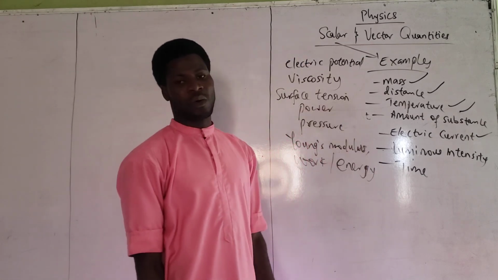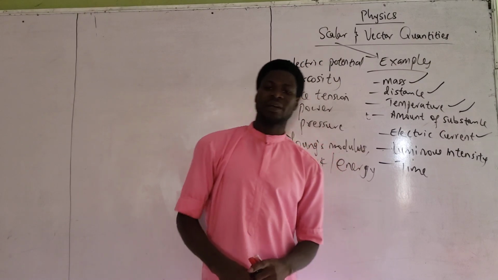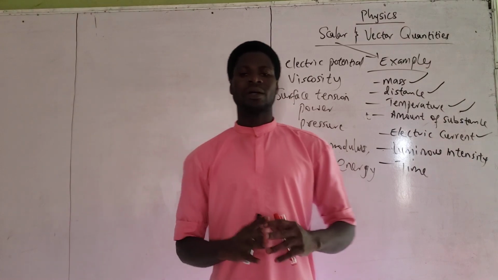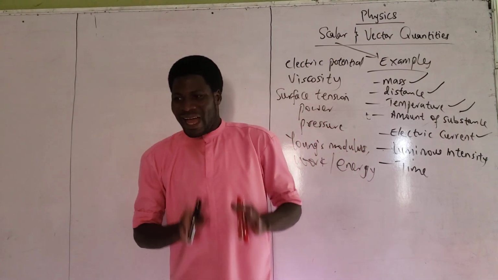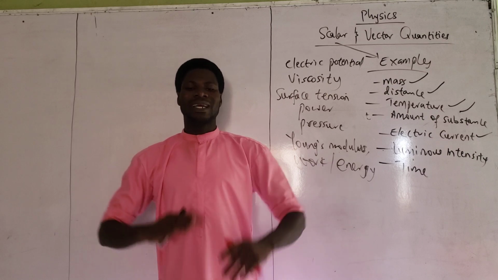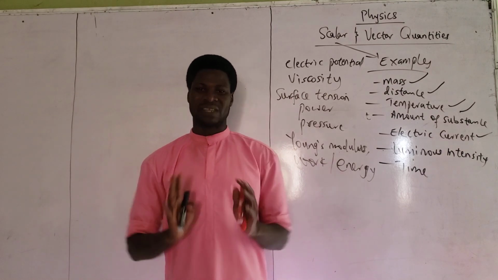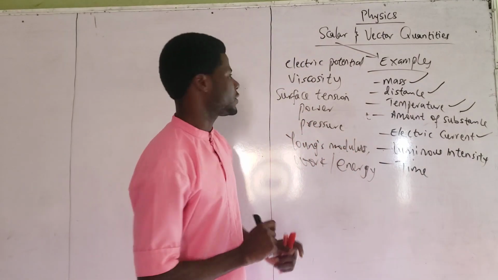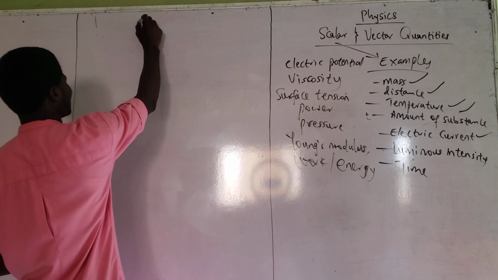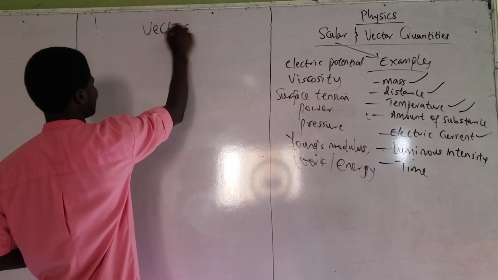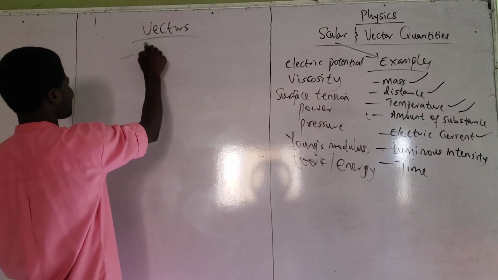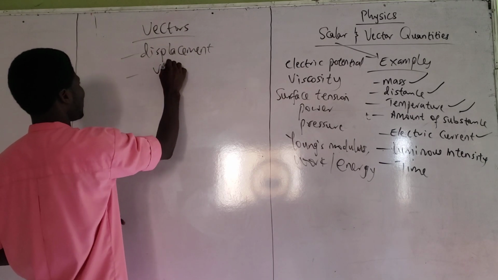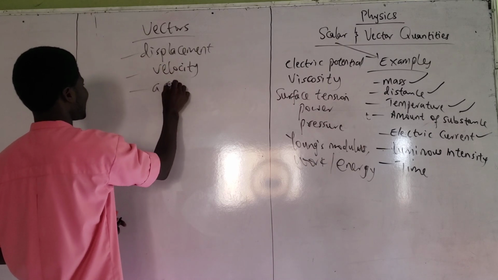Now let's quickly move to vector quantities. What are vector quantities? Vector quantities have both magnitude and direction. They are the quantities that are inherently directional. How do I mean? They are completely described or specified when both their magnitude and direction are provided. And what are the examples of these vector quantities? Examples of vector quantities. We have displacement. We have velocity. We have acceleration.